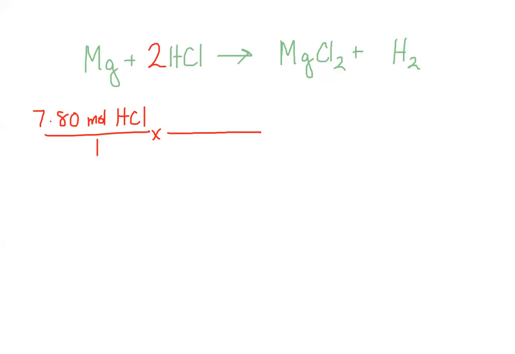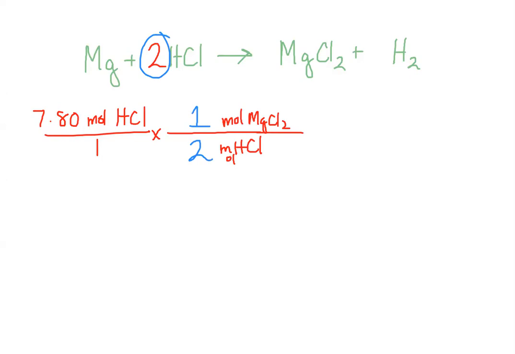We're going to put moles of hydrochloric acid on the bottom and moles of magnesium chloride on the top. And we're going to put in our conversion factors from our equation. So we've got 2 goes there and 1 goes there. Those are from the balanced equation.